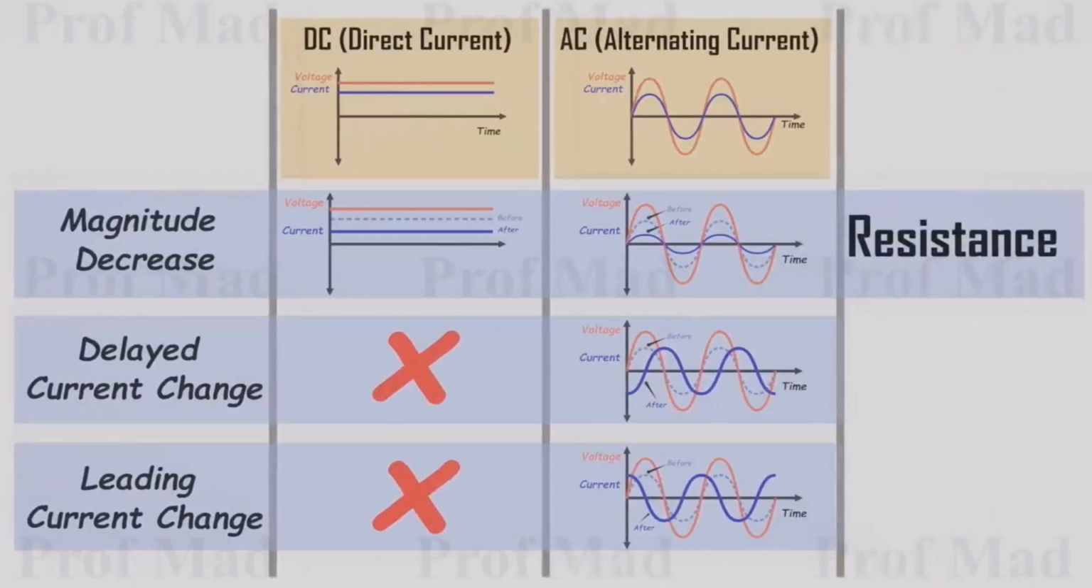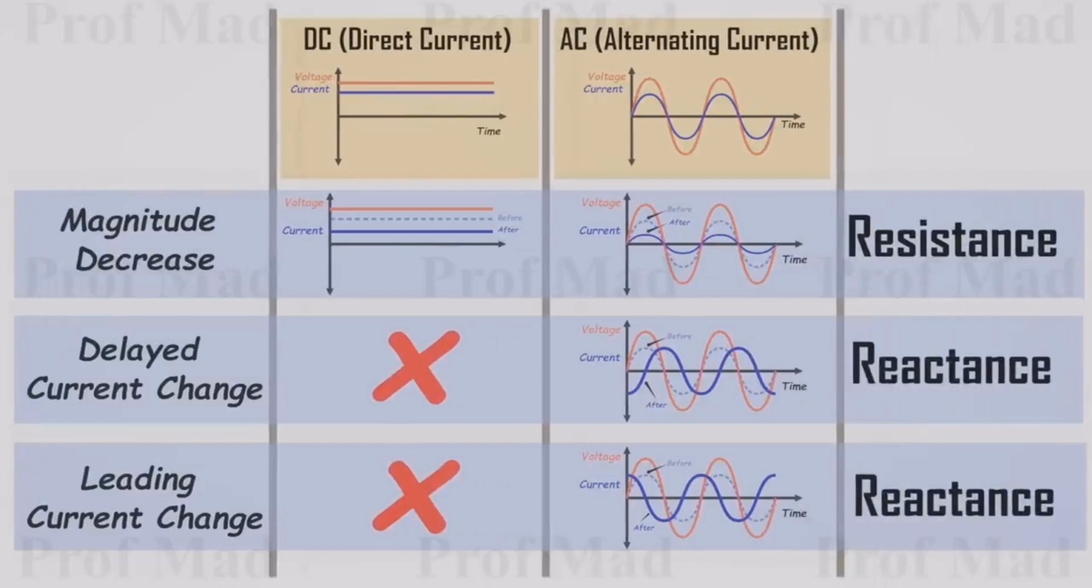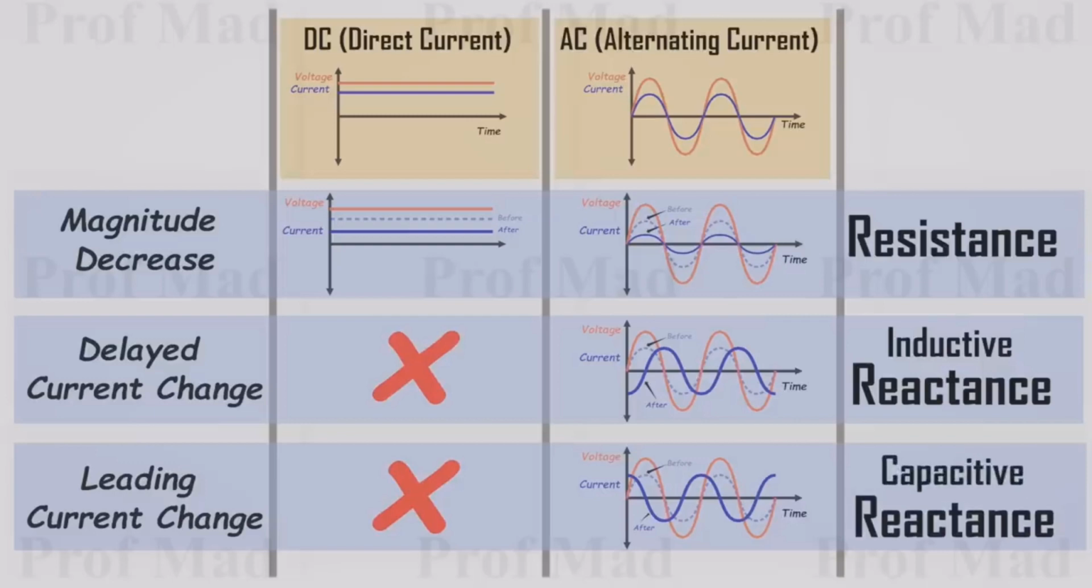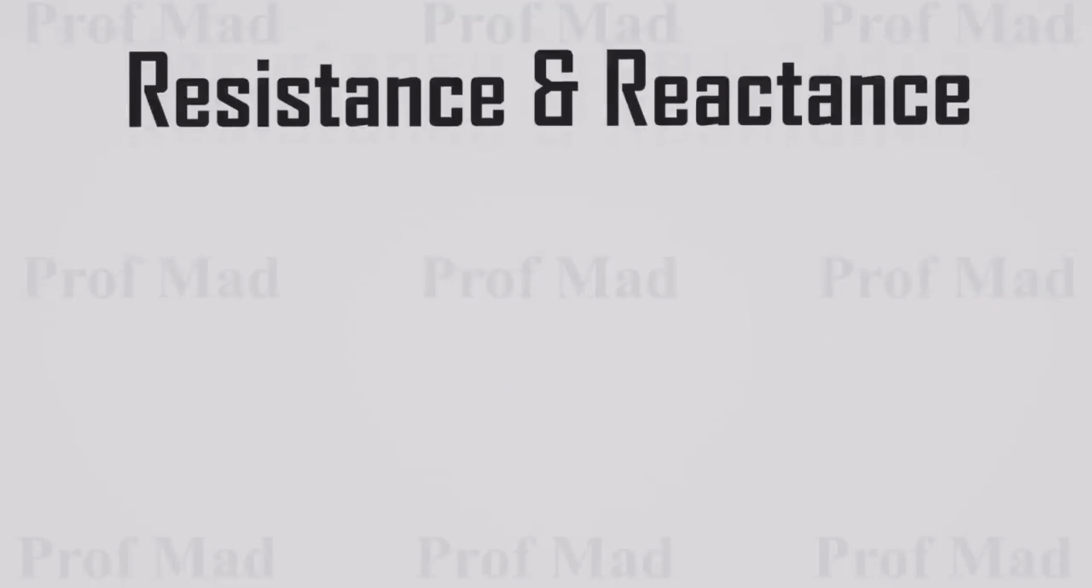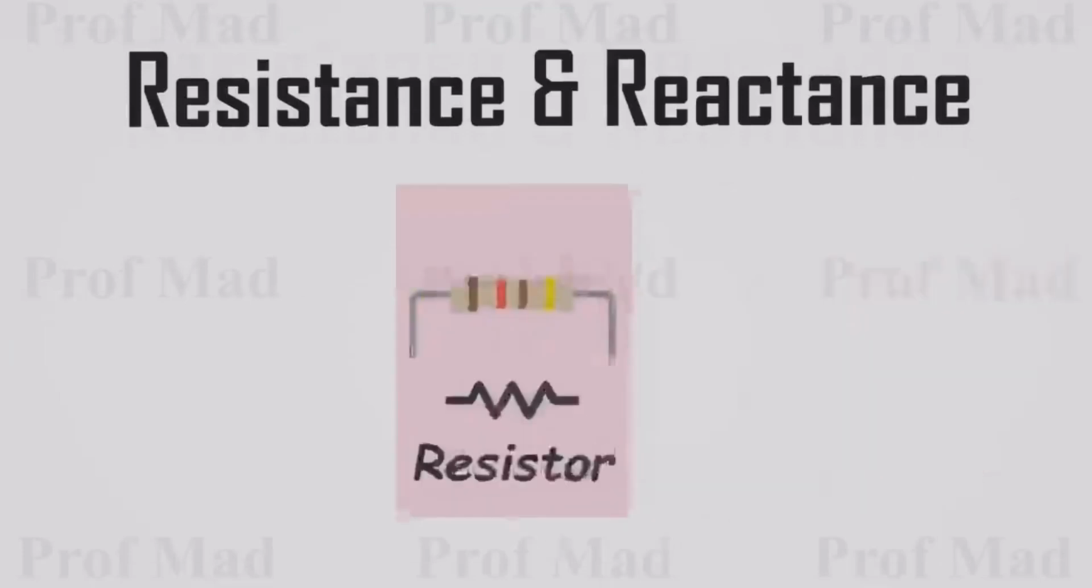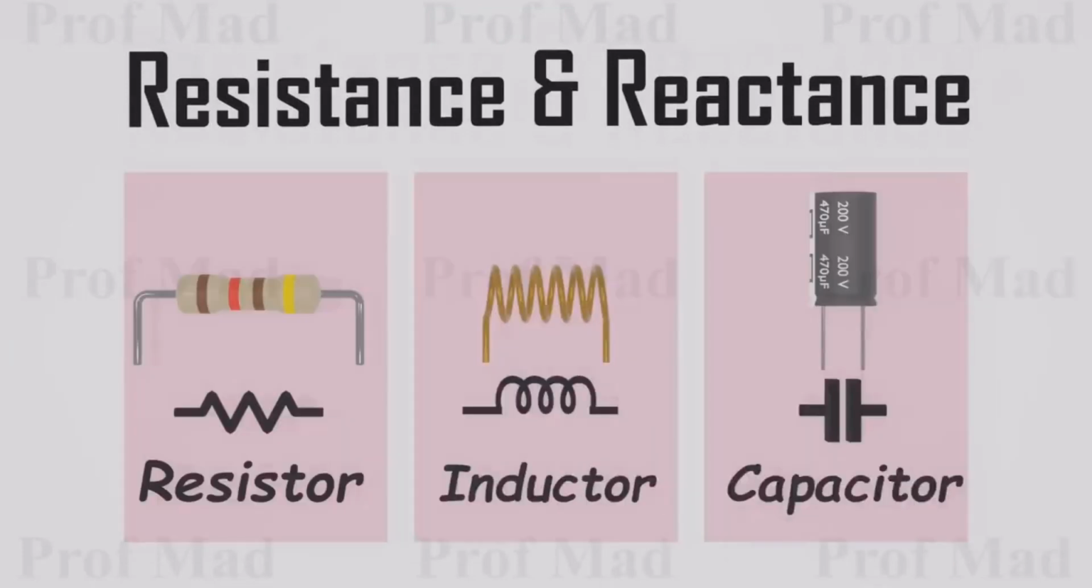We attribute the first type of current change to the resistance of a component. The second and third types of changes occur due to the reactance of the components. More specifically, inductive reactance causes the current to lag behind the voltage, while capacitive reactance causes the current to lead the voltage. Now let's discuss resistance and reactance. To gain a better understanding of these concepts, we need to explore the behavior of resistors, inductors, and capacitors.